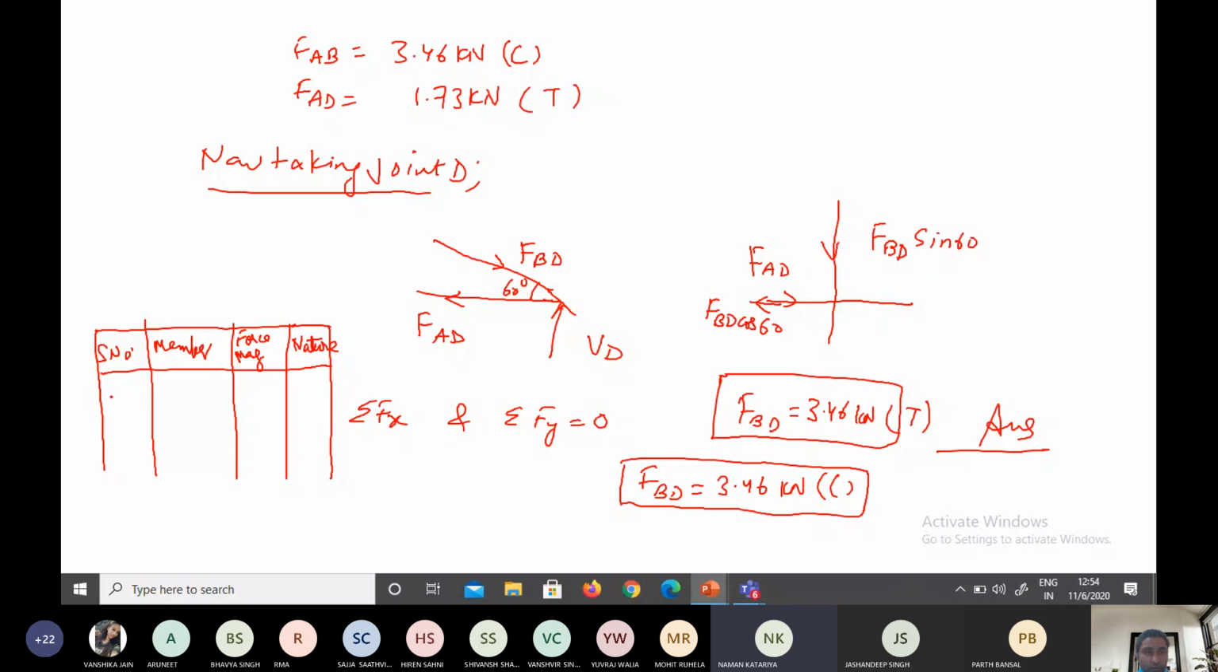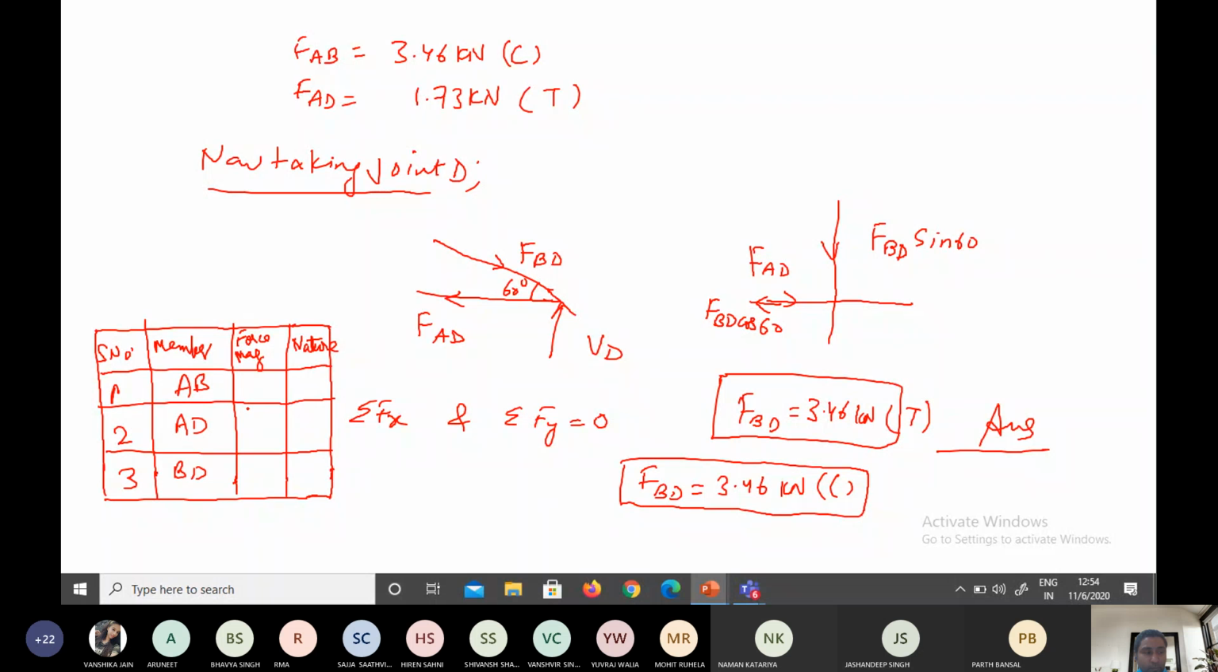So this will be your member column. This is serial number 1, serial number 2. Because this is a very simple problem, we have only three members. When we discuss some big problem, in that case 7 or 8 members will be there. So here it will be AB, then AD, and here it is BD.